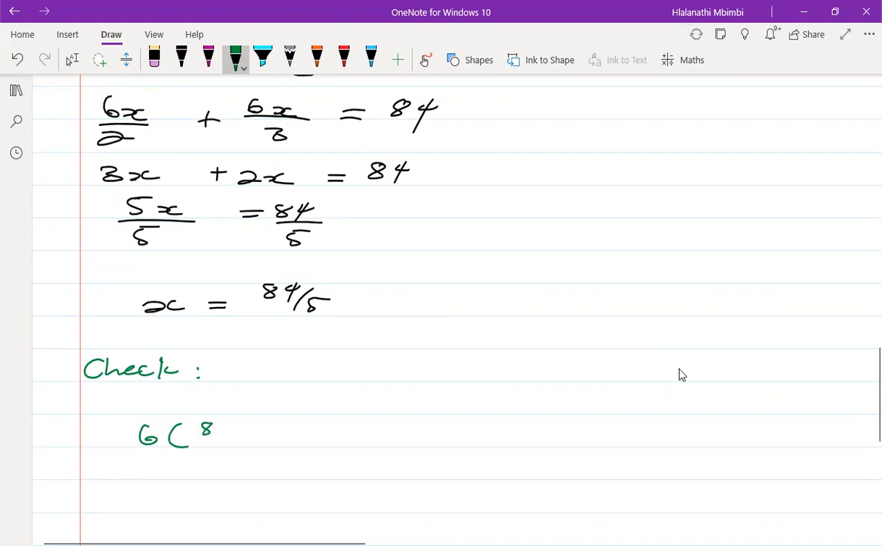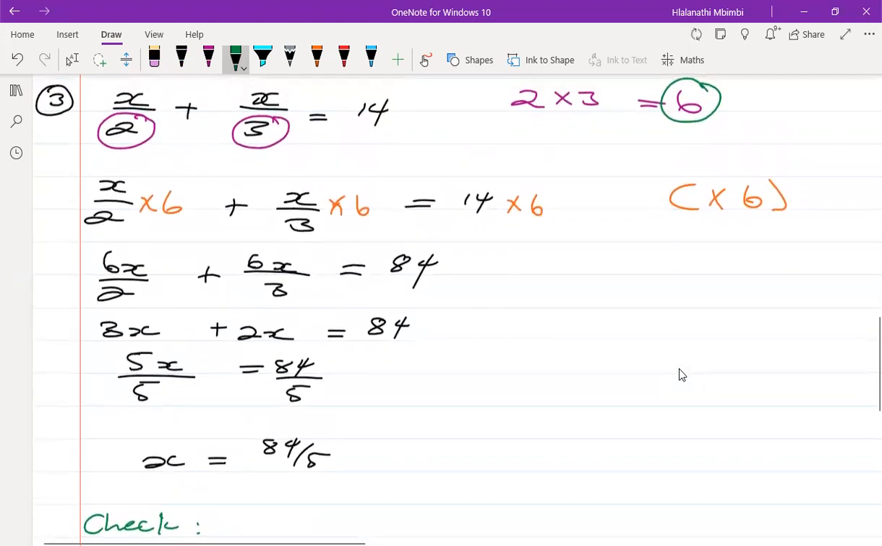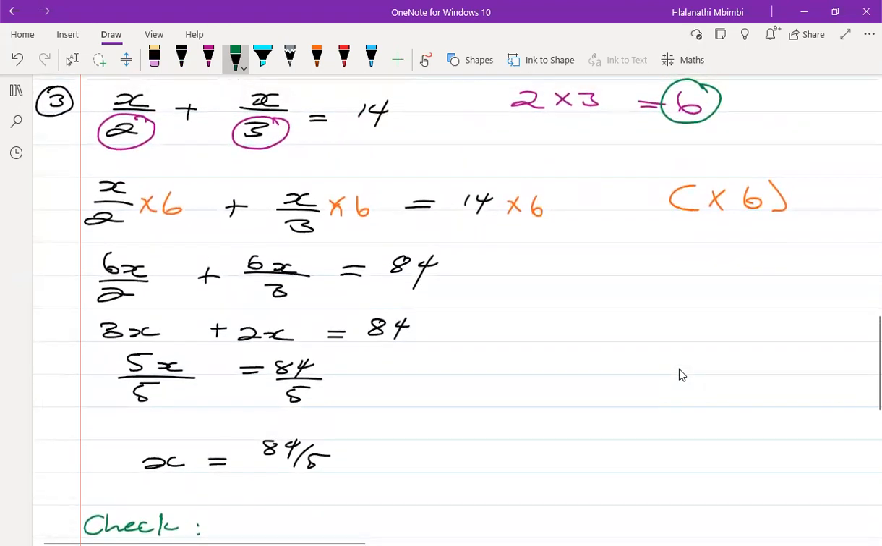Sorry, sir. I'm sorry to do this to you. Can you please go from the previous one? The fraction. Yes. Can you please go through that again? I didn't get that.